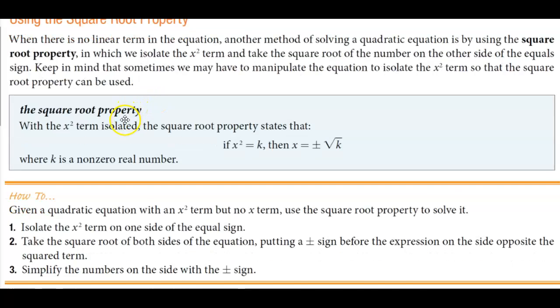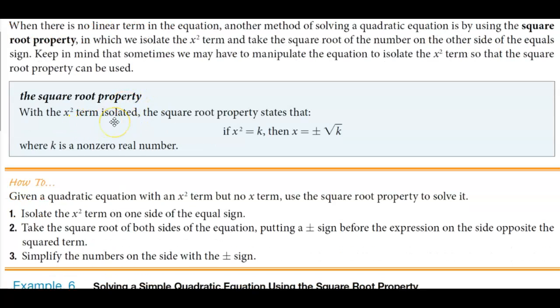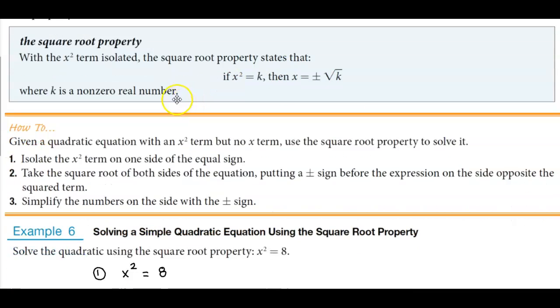Now the square root property states that with the x squared term isolated, if x squared equals k, then x is equal to plus or minus the square root of k, where k is a non-zero real number. Don't forget the plus or minus sign, because that means it's two solutions.